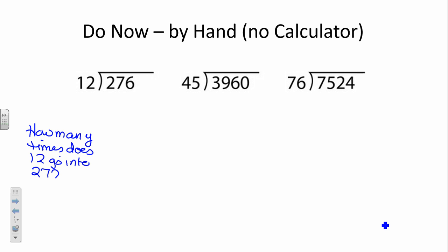Same process with polynomial division. So we say 12 goes into 27 twice. And then what's the next thing that we do? Multiply. And then we multiply 12 by 2. All right, so we get 24. And then what do we do?